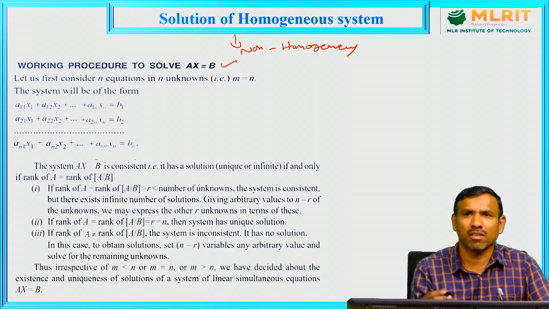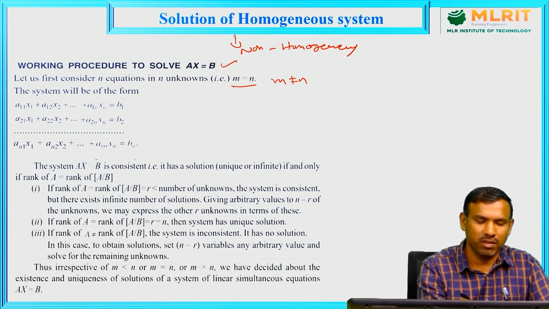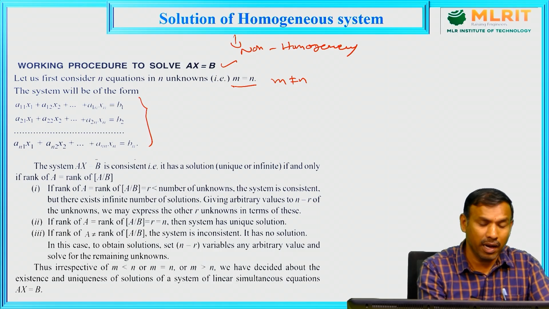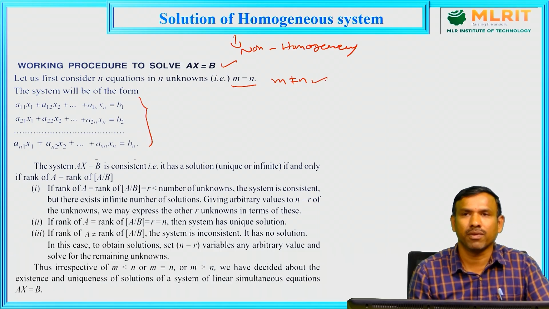So both cases will arise: the m is equal to n case will arise, and the m not equal to n case also we will see. Both the cases we will see. So this is a general system, that is a linear system of equations in n unknowns, right? And here any number of equations can be there, and it can be m not equal to n also. Number of equations not equal to number of unknowns is also possible. So in both cases we discuss the solution of the non-homogeneous system here.